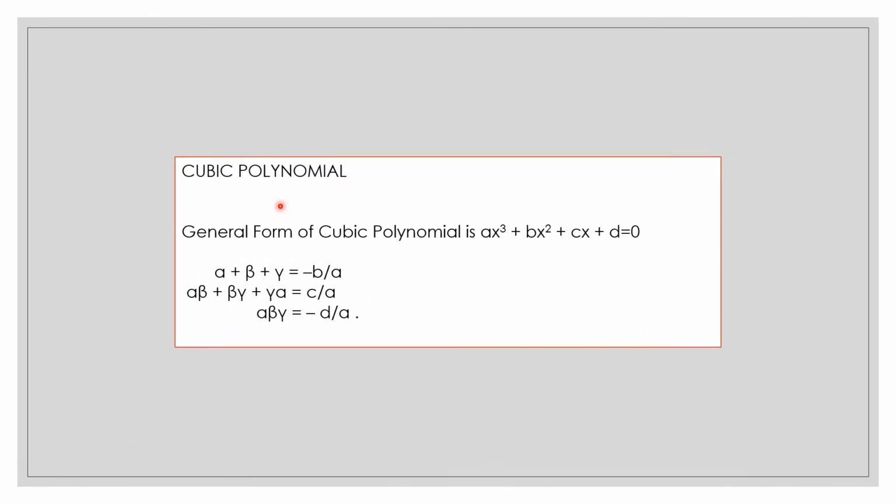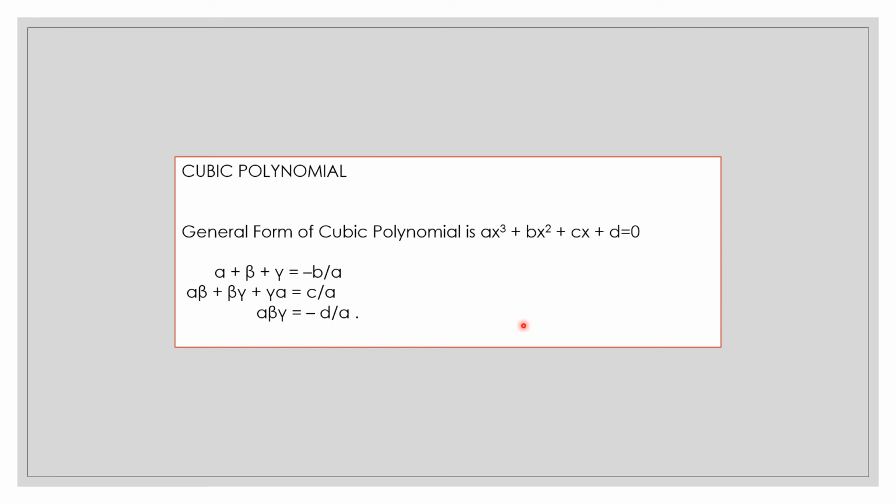And now we're going to see the relationship between zeros and coefficients for a cubic polynomial. So the general form of a cubic polynomial is ax cubed plus bx squared plus cx plus d equals 0. It's similar to that of a quadratic equation, but with a few changes and an extra equation, that's it. We can see this first relationship is almost similar to the first relationship for a quadratic polynomial, except we just add an extra gamma, which is for the third zero.